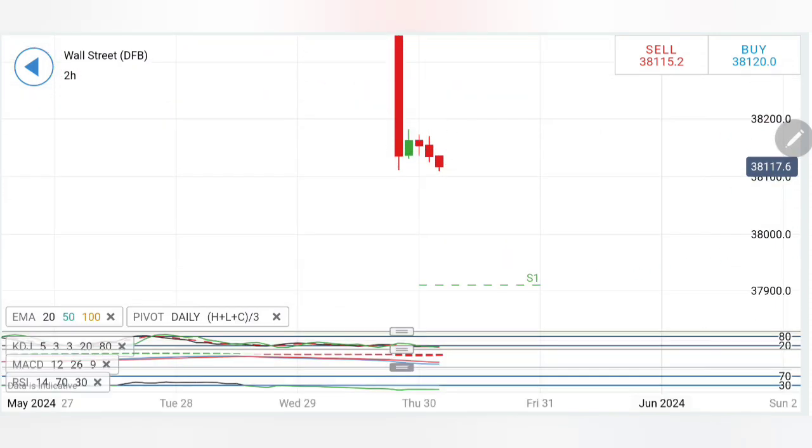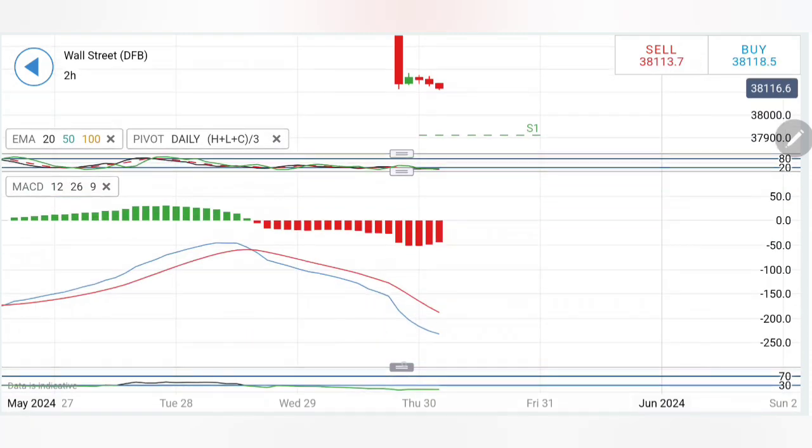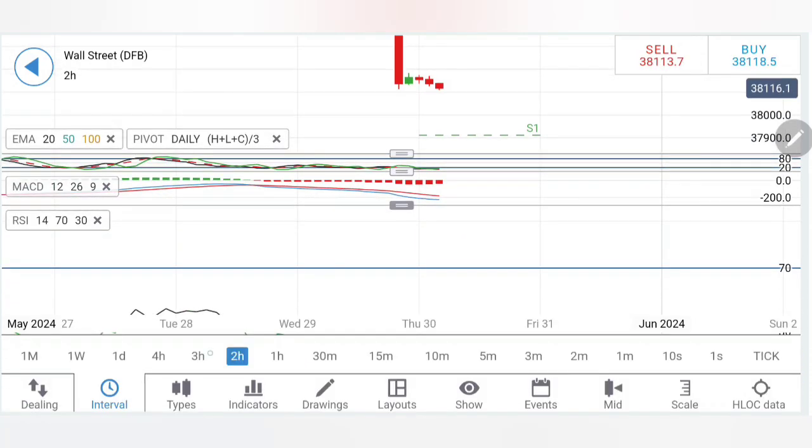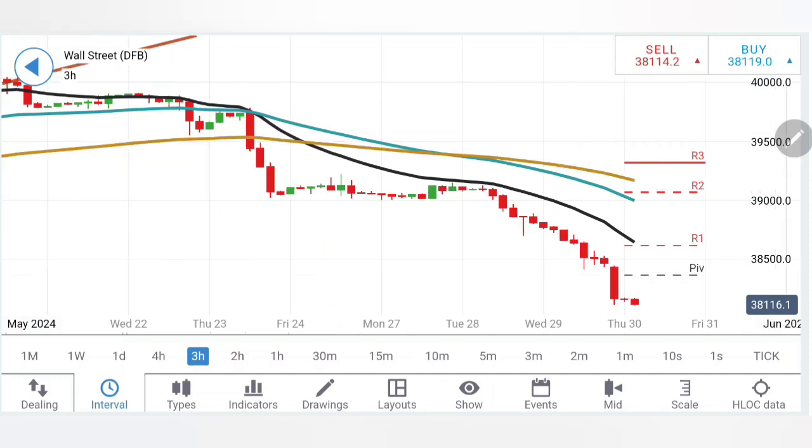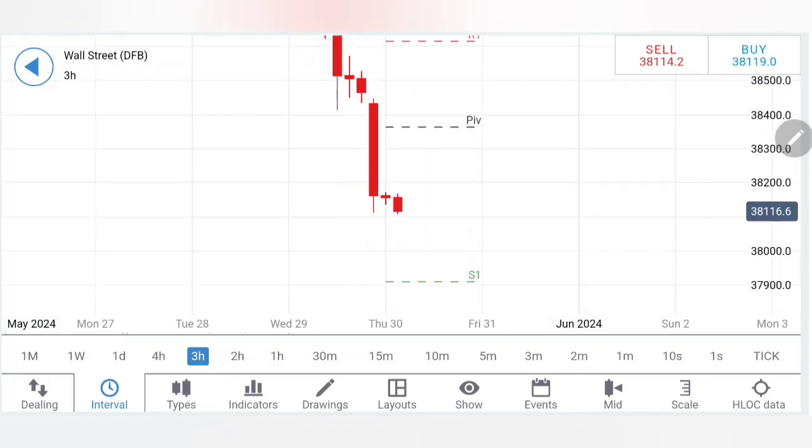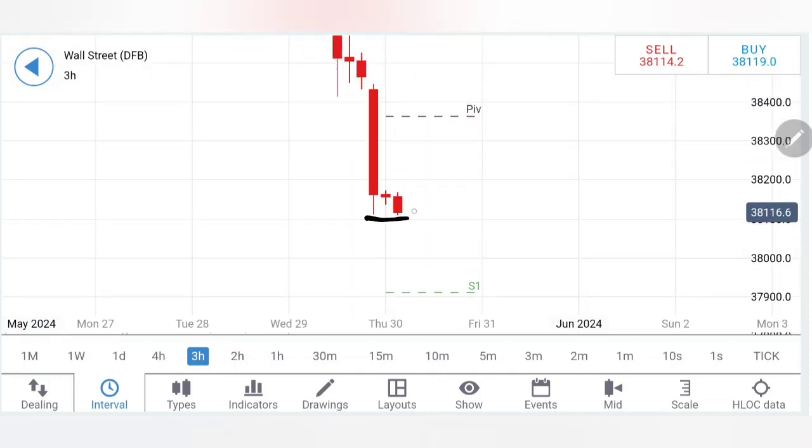The observation is similar on the 2-hour charts. It has to come out of this zone. Yes, indicators are oversold and it is trading extremely bearish here. So a little recovery can be expected. Look at the 3-hour charts. On the 3-hour charts, still it is not showing much sign.